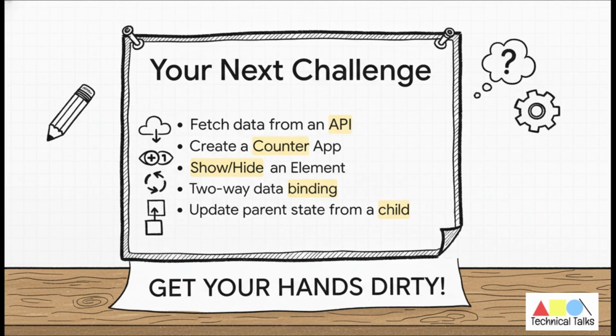Okay, so theory is great, but the only way to really make all this stuff stick is to get your hands dirty and build something. So here's your next challenge. Pick one of these. Try to fetch some data. Build a simple counter. Manage state between a parent and child. Seriously, actually coding it is where the real learning happens.